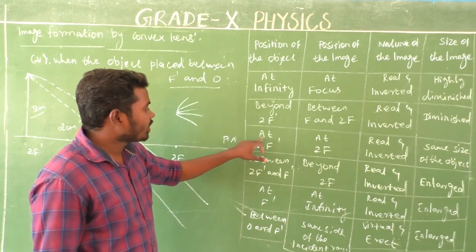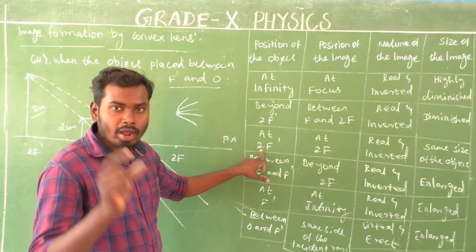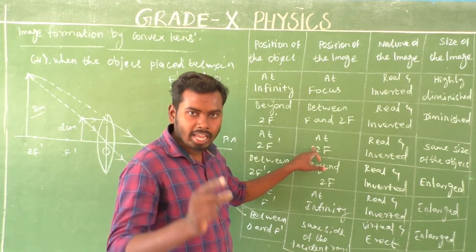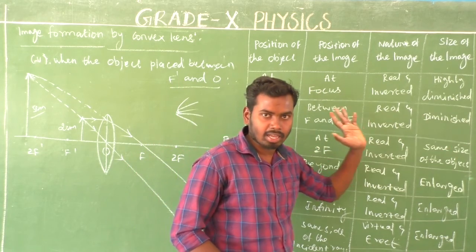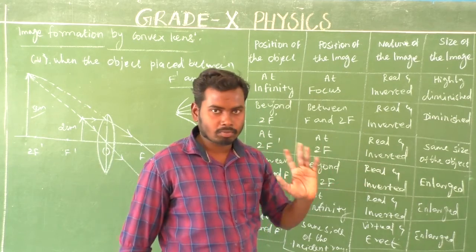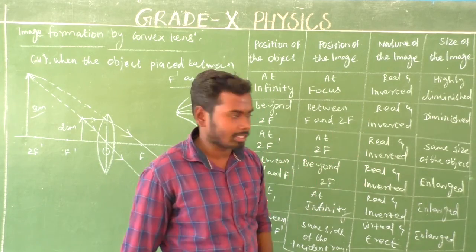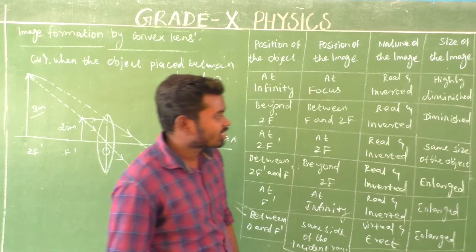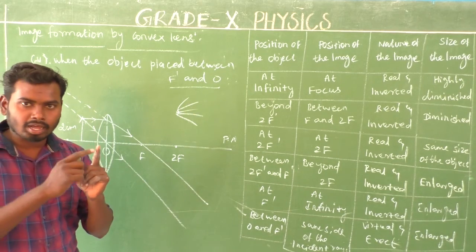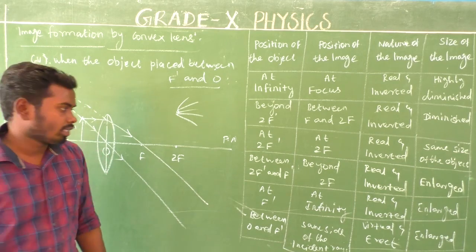Next, if you place the object at 2F, which means at twice the focal length of the convex lens, the image is also formed at the same 2F on the other side. Is it clear? On the other side. Next one, that image is a real and inverted image, because that image is formed below the principal axis. Next one, the size of the object. What is the size of the image? That is the same size as the object, which means if the object size is 2 cm, the image size will be the same 2 cm.